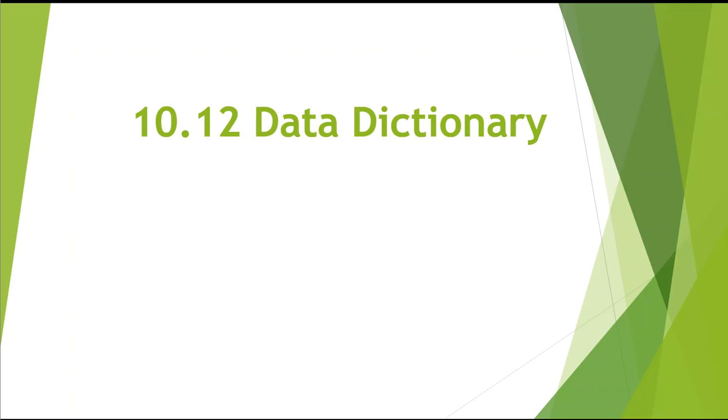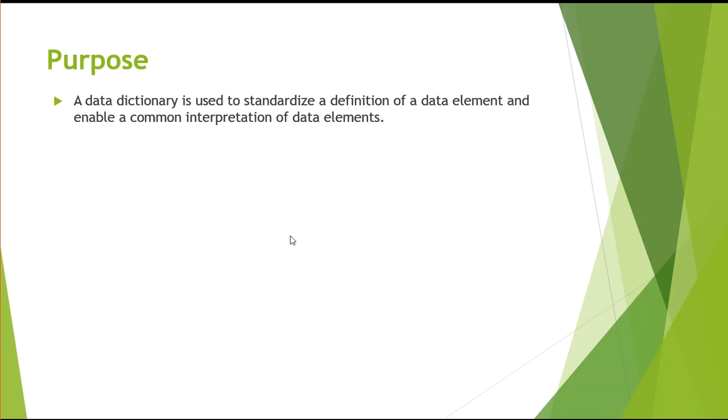Today I'm going to talk about one of the next techniques from the BABOK guide, which is called data dictionary. It's section number 12 from the 10th chapter. Okay, let's read the definition of what a data dictionary is. A data dictionary is used to standardize a definition of data element and enable a common interpretation of data elements. Okay, if it's not clear right now, don't worry.